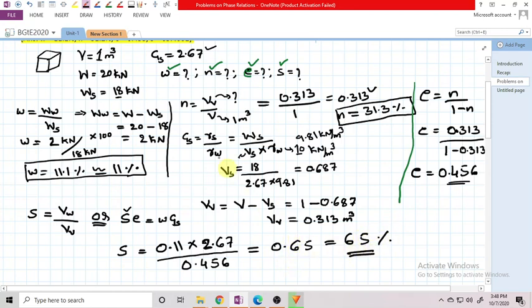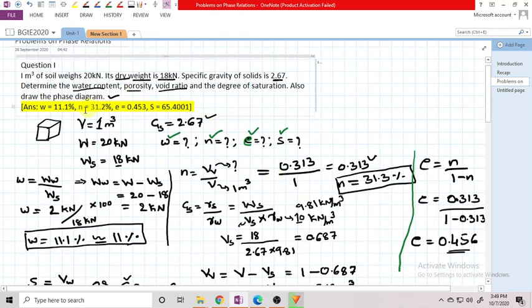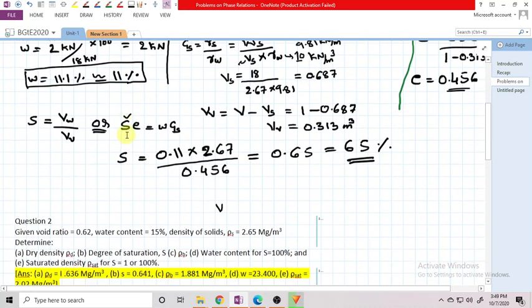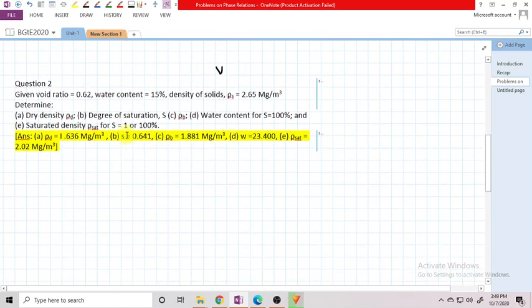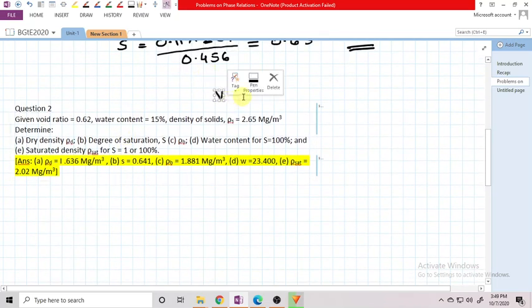So water content, how much we got? 11%. Porosity, 31.3%. Voids ratio 45.6%, and degree of saturation 65%. So it's a very simple problem, the first problem. Here also answers are given, so you can tally them. Now come to the second problem. Let me delete this.